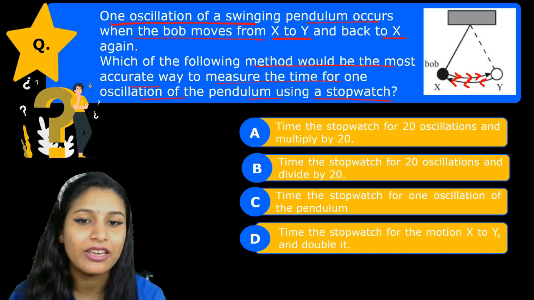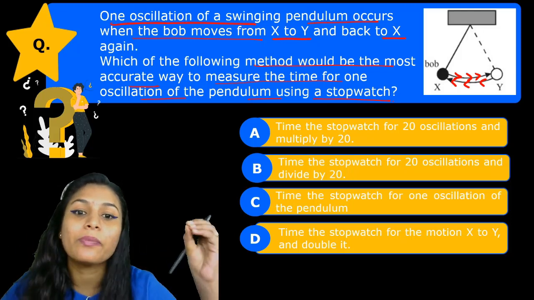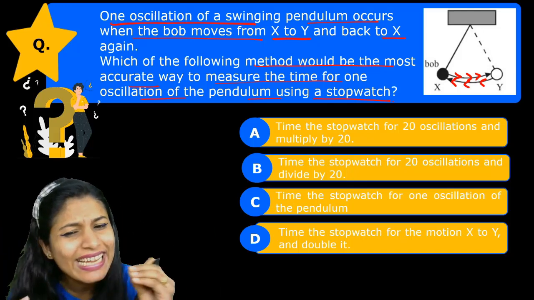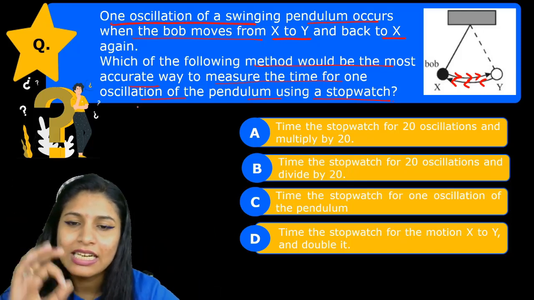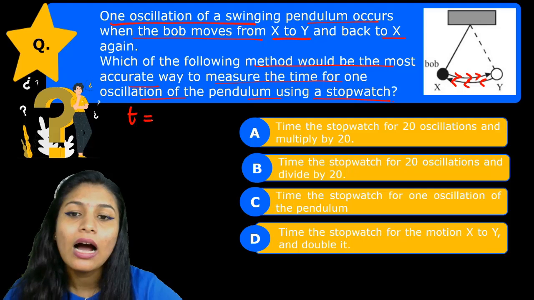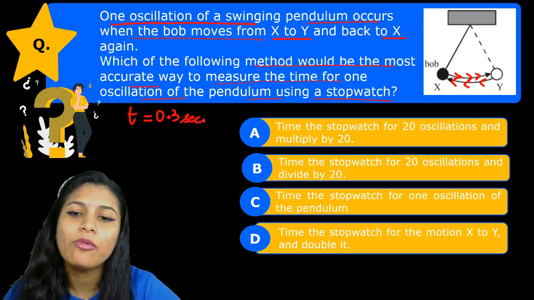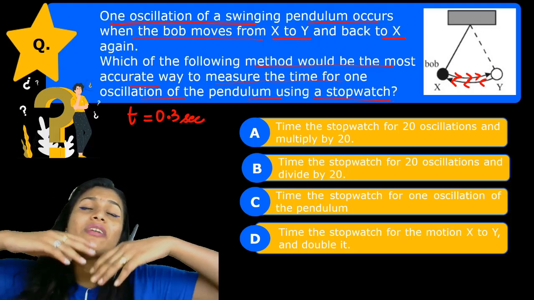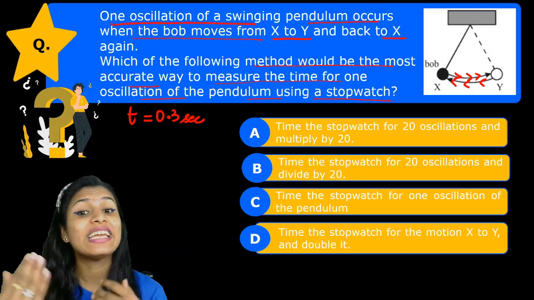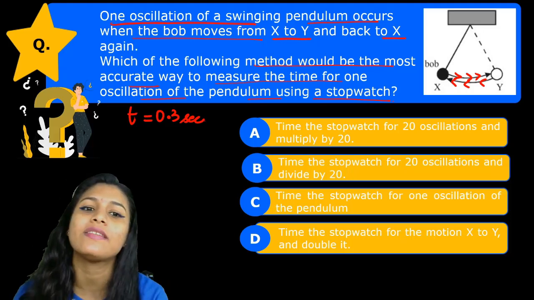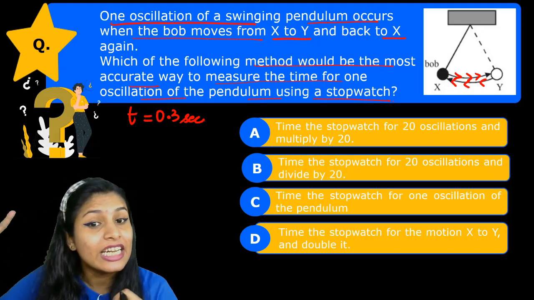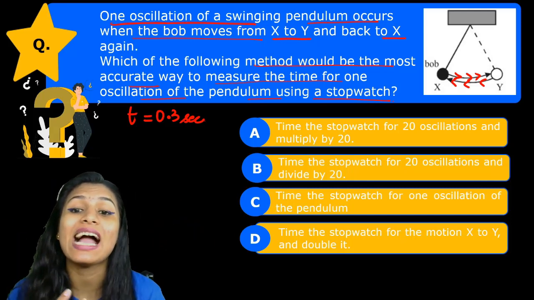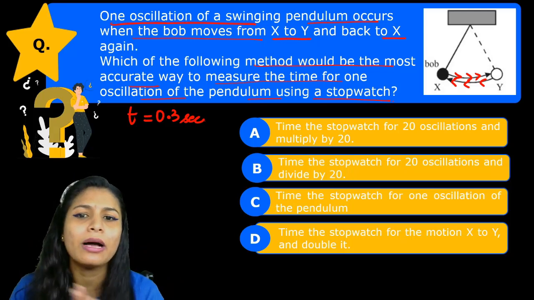So first thing, what is accurate? Accurate means the one in which the error is least, negligible or almost nil. Let me tell you one more thing. Our time of response or time of reacting to anything is 0.3 seconds. What does that mean? Whenever anything happens around you, we react to that thing 0.3 seconds after it actually occurs. This is our reaction time.